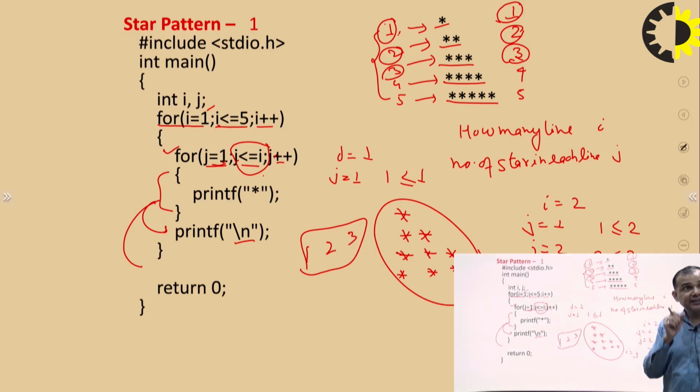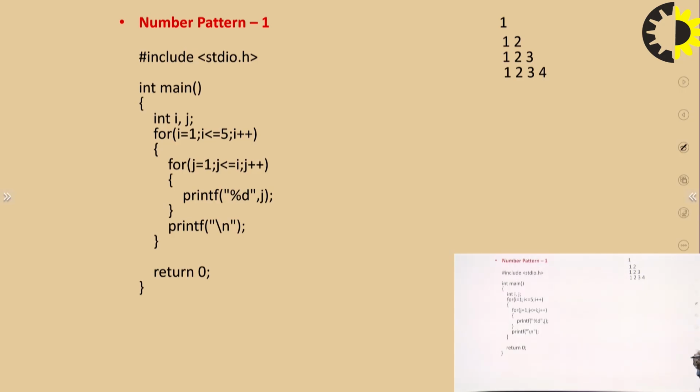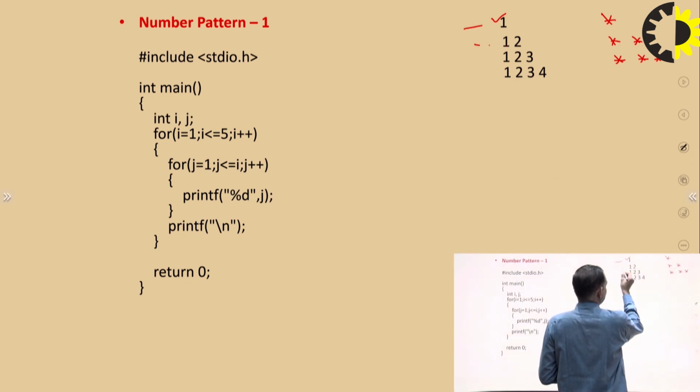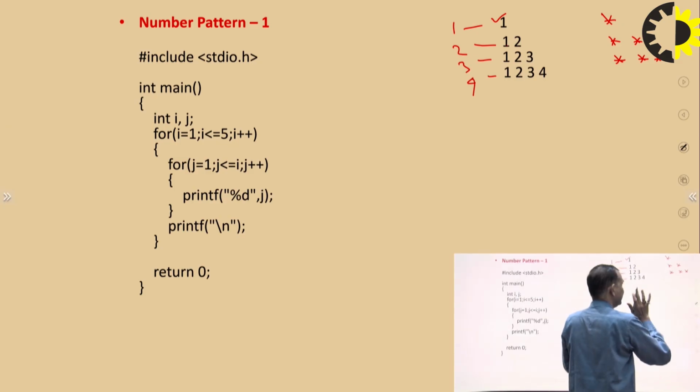Okay. Now, taking another example. Instead of star, we have to print this. Now we have to print the values 1 2 3, 1 2 3, 1 2 3 instead of star. So firstly we have to create the number of lines, that is 1 2 3 and 4. The number of lines is 4.